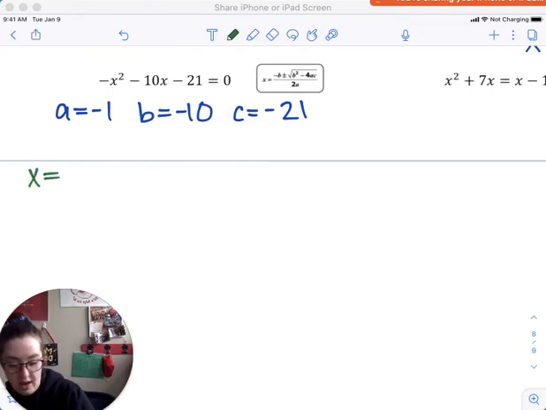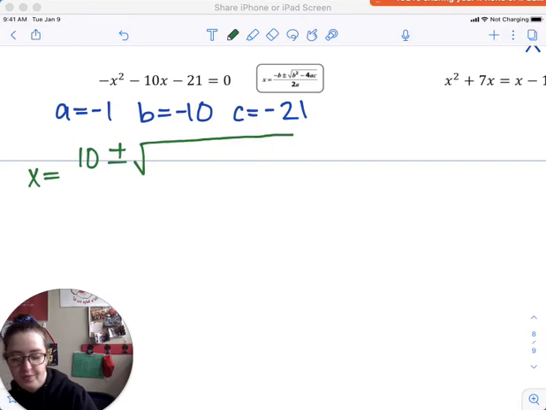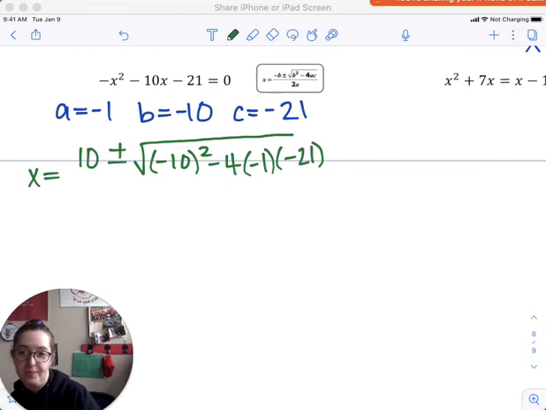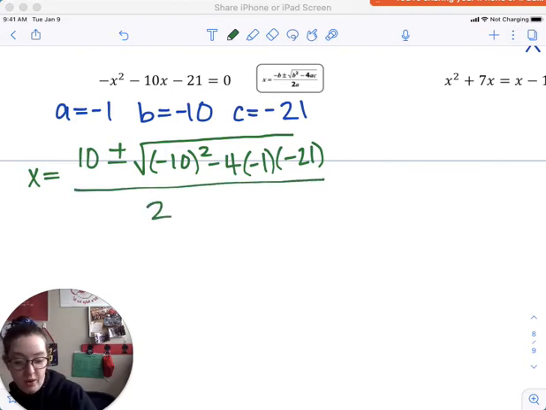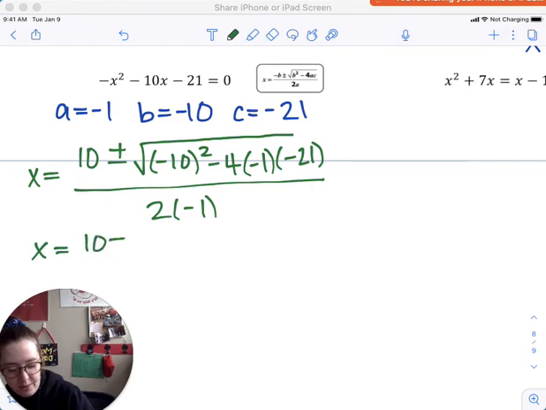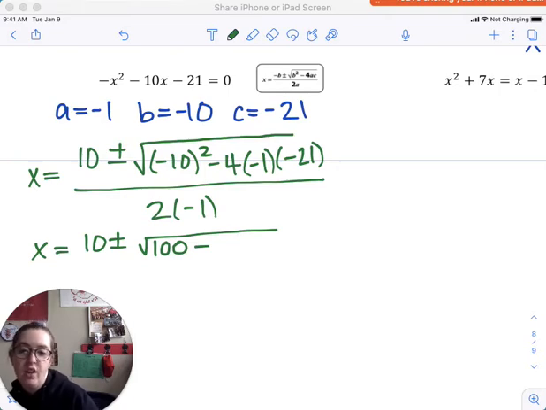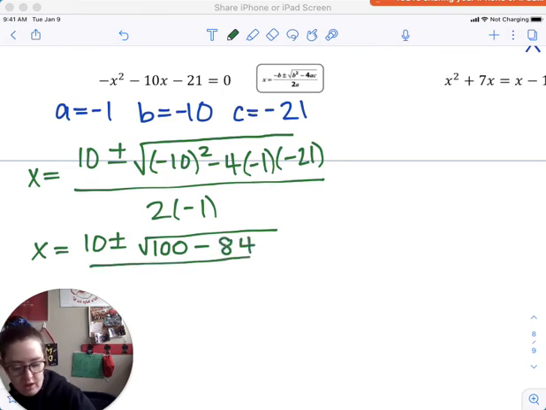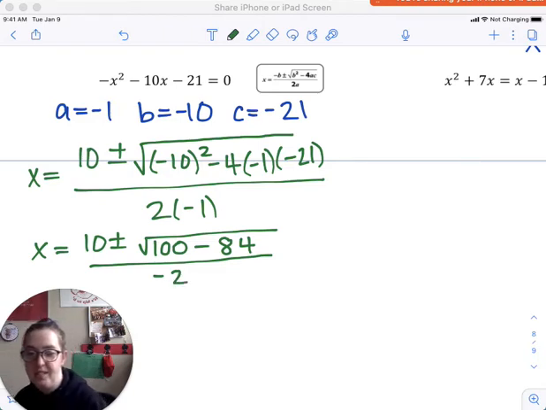X equals the opposite of b, so the opposite of -10 is +10, plus or minus the square root of b squared, so -10 squared, minus 4 times a is -1, c is -21, all over 2a, or 2 times -1. So we have x equals 10 plus or minus the square root of -10 squared. -10 times -10 is 100, minus 4 times -1 times -21 is 84. All over -2. That's 2 times -1.